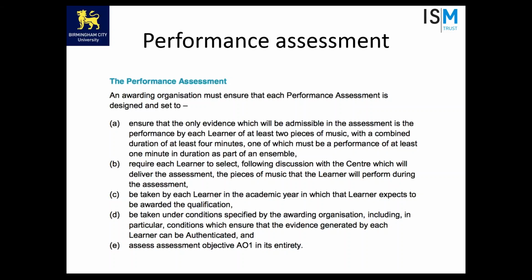And the given is that part of that must be an ensemble, but that doesn't mean to say that students still have to perform as a soloist, but they do have to perform as an ensemble, so there's a minimum of 1 minute duration within that. A couple of other key things, that the learner has to take the performing part in the academic year in which they expect to be awarded the qualification. So in other words, usually in their year 11, but it can be at any point in the year.